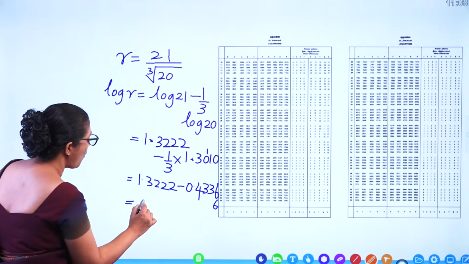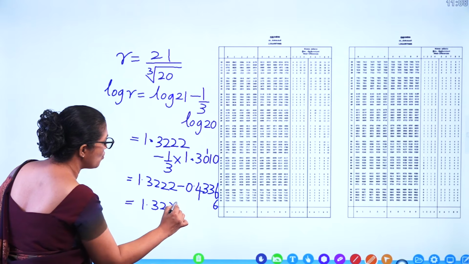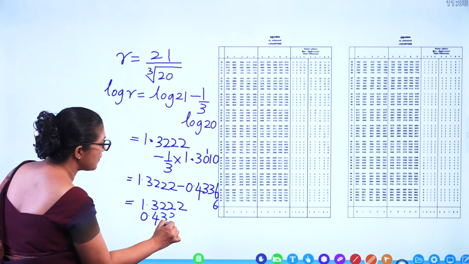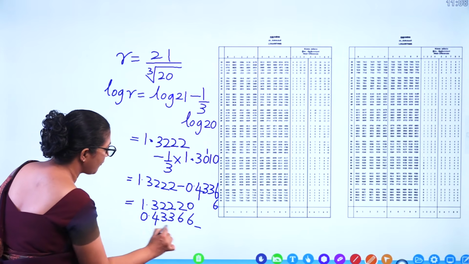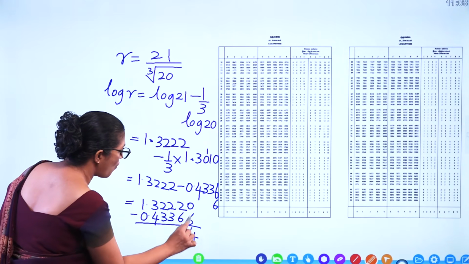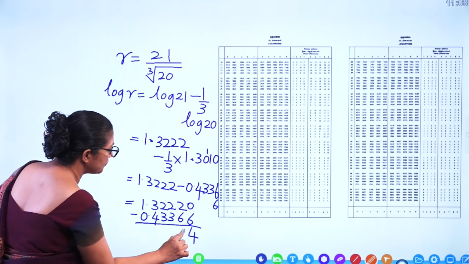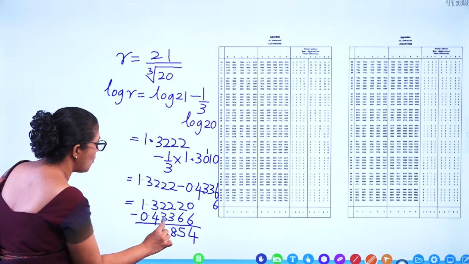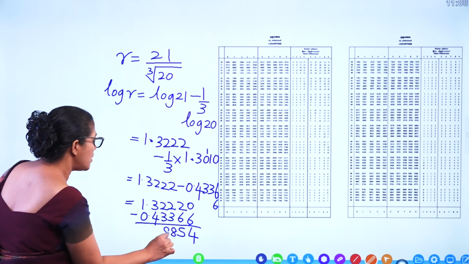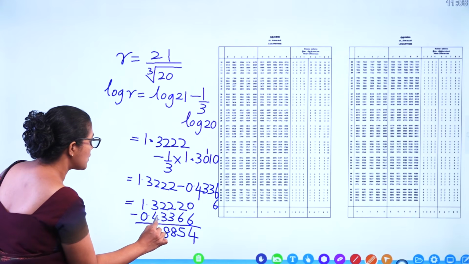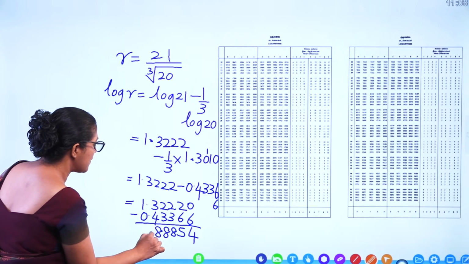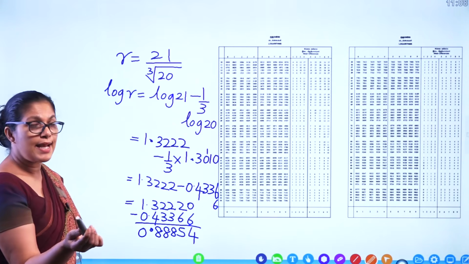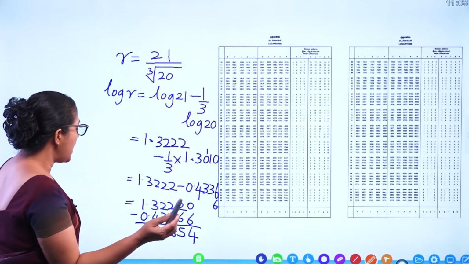So here 1.3222 subtract 0.4336. When you subtract, what you get? 4, 5, and then this becomes 4. 8 plus 4, 12. 1 remaining. So 4, 8, 12. 1 remaining. That's 5. 8 plus 5, 13. So 8, 8, 8, 5. So here you can ignore 4 because that's less than 5. 8, 8, 8, 5.